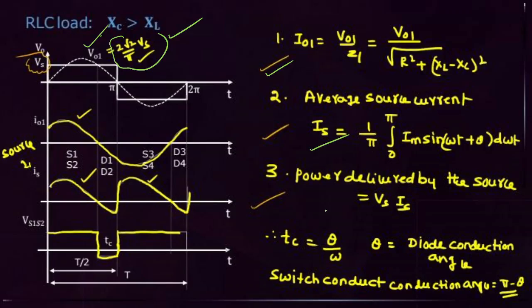Then what is the average source current? What is the power delivered by the source? What is the circuit turn off time? Let us assume that theta is the diode conduction angle. If theta is the diode conduction angle, how to calculate the circuit turn off time? The circuit turn off time is equal to theta by omega. If theta is the diode conduction angle, what is each switch conduction angle?